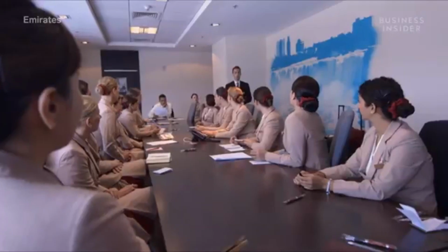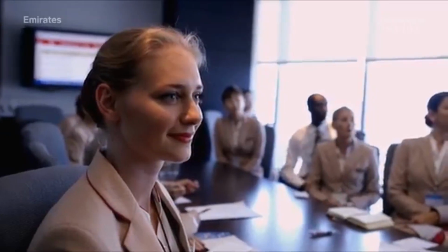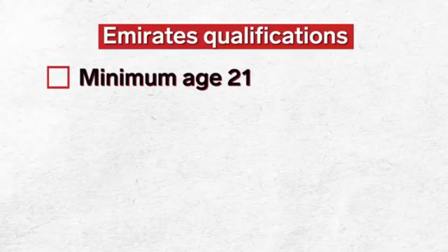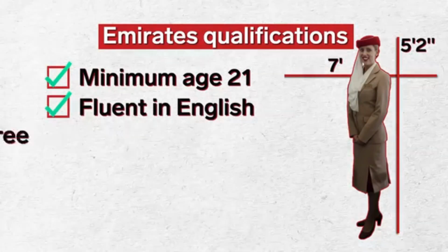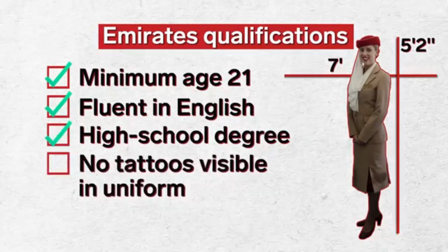My name is Siti Nurazlin and I am a first-class crew working for Emirates. Like the 200,000 applicants a year, she had to meet the airline's qualifications. A minimum age of 21 years old, a height of at least 5'2", an arm reach of about 7 feet on tiptoes to reach those overhead bins, fluency in English, at least a high school degree, and no visible tattoos when in uniform.